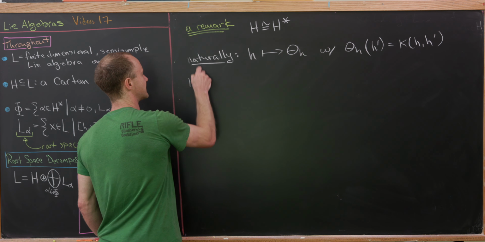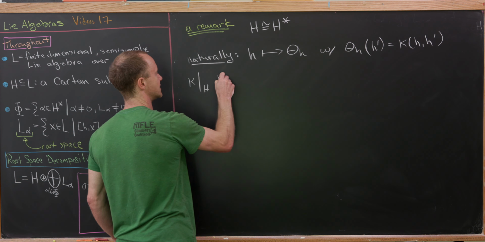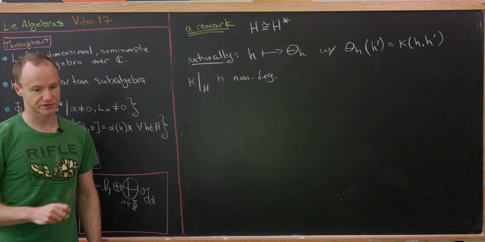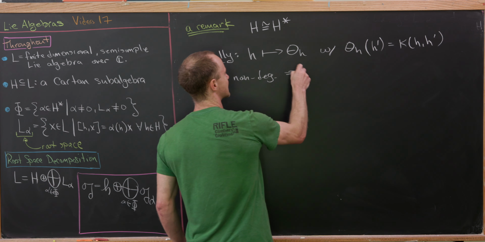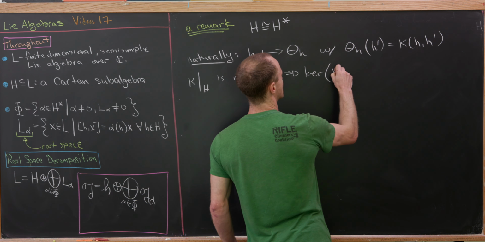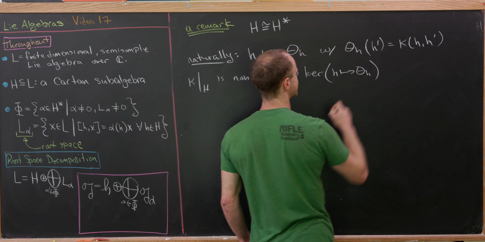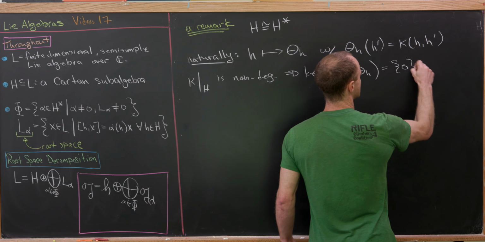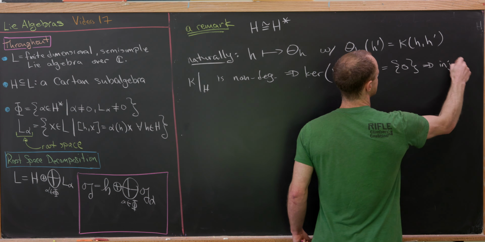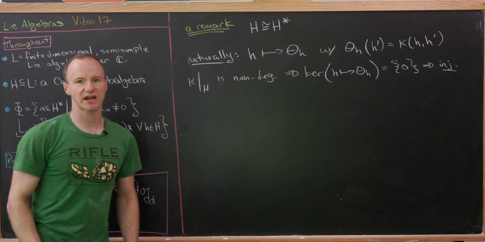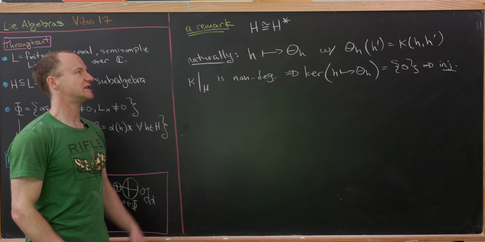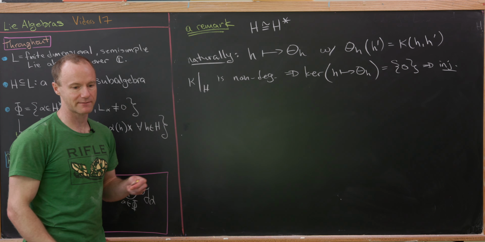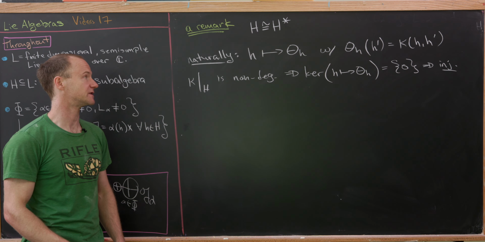And now let's observe that kappa restricted to H is non-degenerate. So we know that from a previous result that we proved. But what does that tell us? That tells us that the kernel of this map, which takes H to theta of H, is 0, which means it's injective. But then if it's injective and we know that the dimensions are the same, then it has to be a vector space isomorphism. So that makes this our vector space isomorphism.